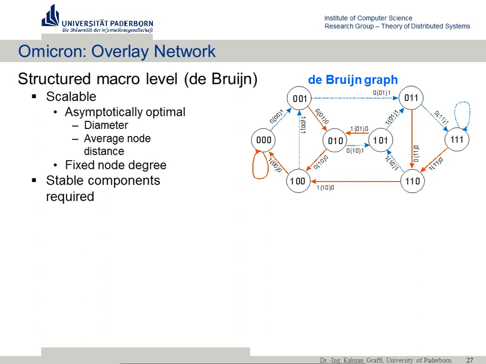The only drawback is you need stable components. As you see here, you have 8 nodes, and you cannot have 9. You can have only exponentially many: 8, 16, 32, and so on. That means it's good from its properties, but it requires stable elements, and that you don't typically have.